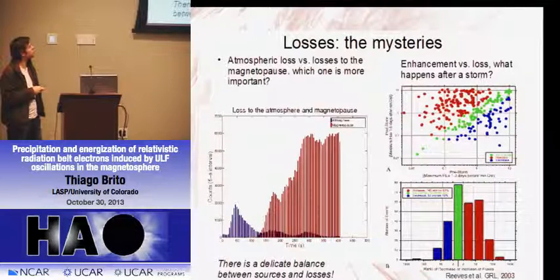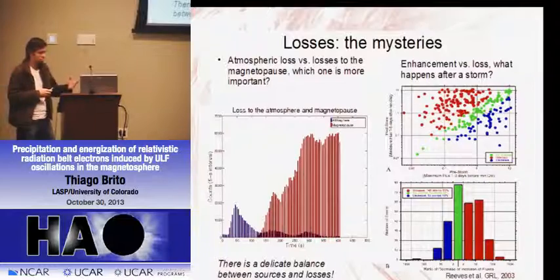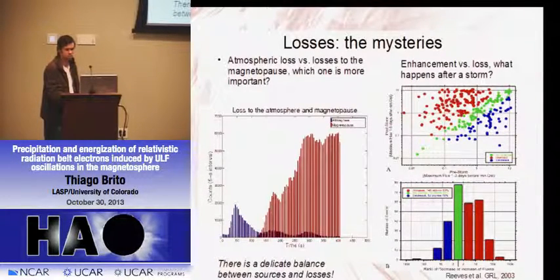And so the other big question is, as was pointed out by Reeves et al. 2003, how can we predict what happens after a storm? He did a statistical study putting several moderate storms together and measuring the flux before and after the storm. You can see that sometimes you have an increase in the flux after the storm, sometimes it decreases, and sometimes you have little variation. So it's an outstanding question how to predict this.